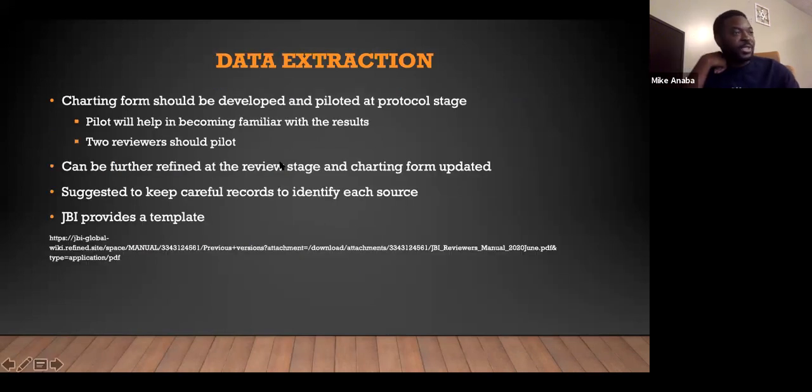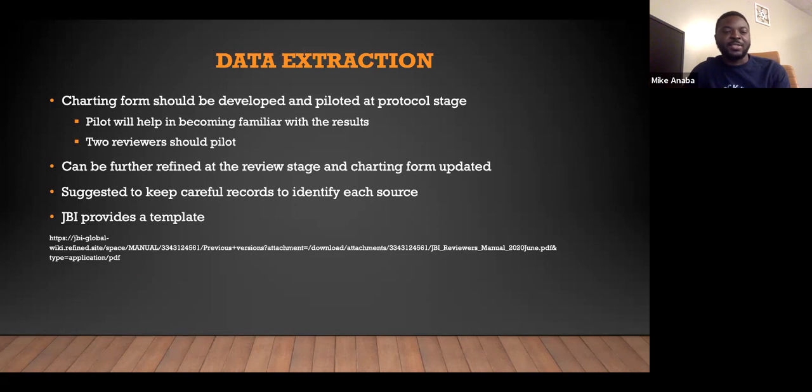Okay, data extraction. For data extraction, there is a template from the JBI that helps you lay down or outline all the articles and how they are important to you in terms of population, year of publication, concept, or outcomes that you're looking at. All those forms are a way of gathering all the relevant data or studies that you need. And it gives you a very good sense of what the results are as you work along, so that it makes it easier for you.